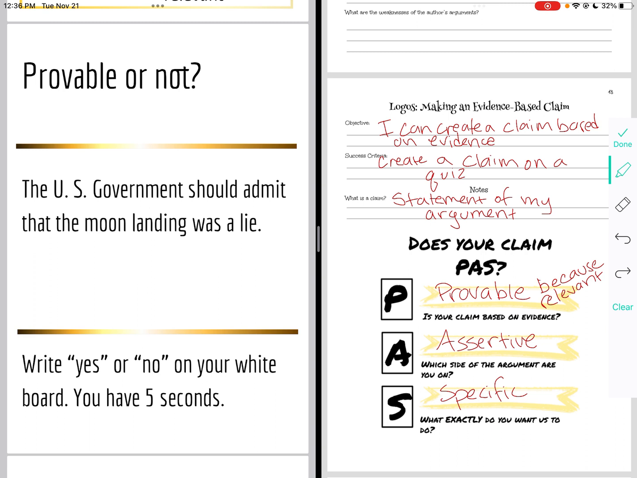The U.S. government should admit that the moon landing was a lie. Do you think that's provable? 5, 4, 3, 2, 1. So I'd say this is not provable because this is a conspiracy theory. If there was solid evidence that the moon landing was a lie, then this would be common knowledge.